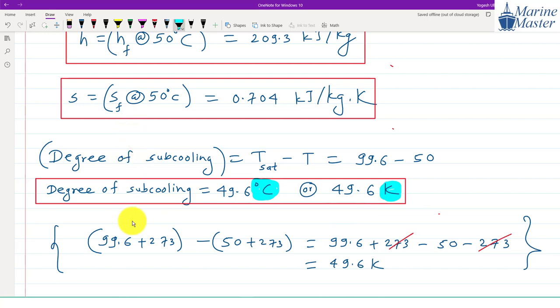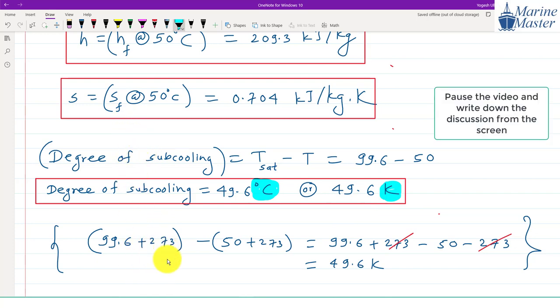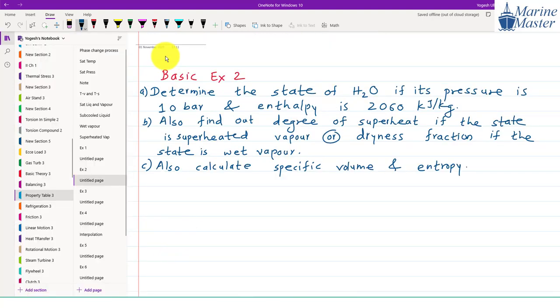So before going further, please everyone write down this discussion. Everyone give the next heading, basic example 2, and write down this question. And after writing down this question, try to read this question minimum 2 times.